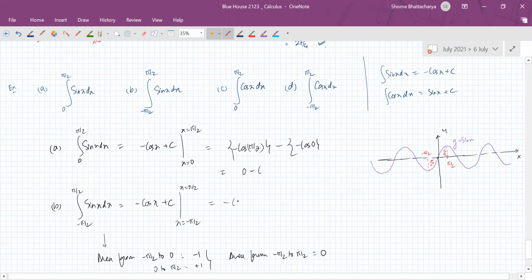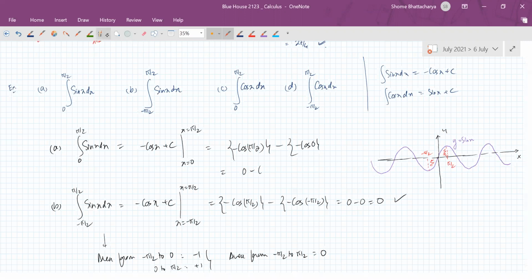This time it is minus cos pi by 2 minus of minus cos minus pi by 2. It's 0. Something went wrong here. It's got rubbed, I think. So rewrite it. This is 0 minus of minus 1. That's 1.